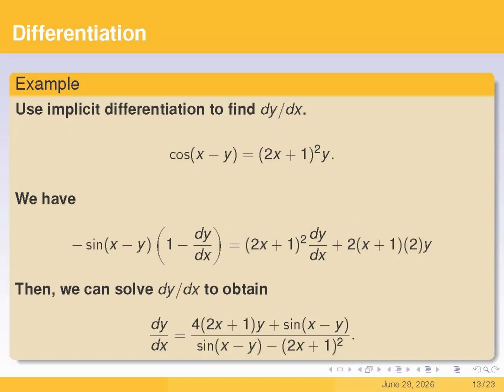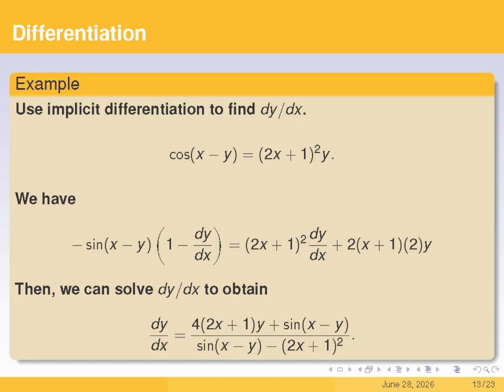This example requires us to calculate an implicit differentiation involving trigonometric functions. As shown on the third line of the screen, we will differentiate both sides of the equation with respect to x. First, differentiating the left side of the equation requires us to apply the chain rule. We first differentiate the cosine function, which gives us negative sine, and then we differentiate the function inside the cosine, x minus y, yielding the left side of the equation on the fourth line.